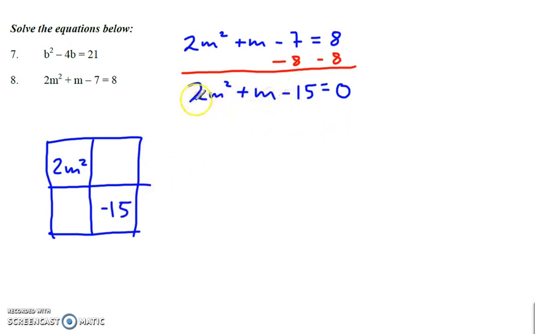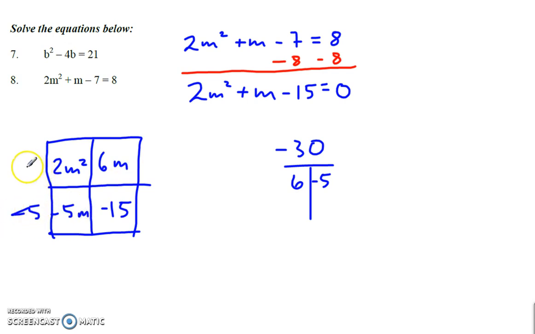Okay, and then 2 times negative 15 gives me negative 30. The factors of that are 6 and 5, and they need to be only one apart, and we want positive 1. So the 5 is going to be negative. That leaves me with positive 1.6m and negative 5m gives me negative 5 here, 2m there. Here we have m, and then this one is a 3. 3 times 2m gives me 6m. Negative 5 times 3 gives me negative 15.